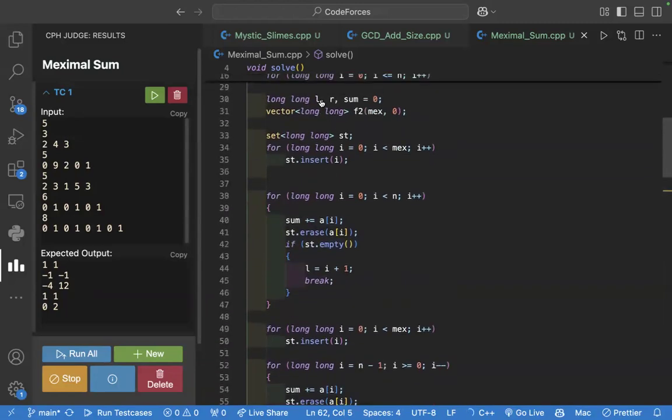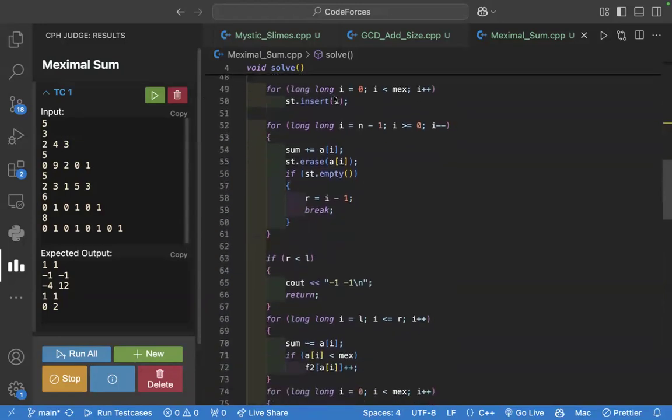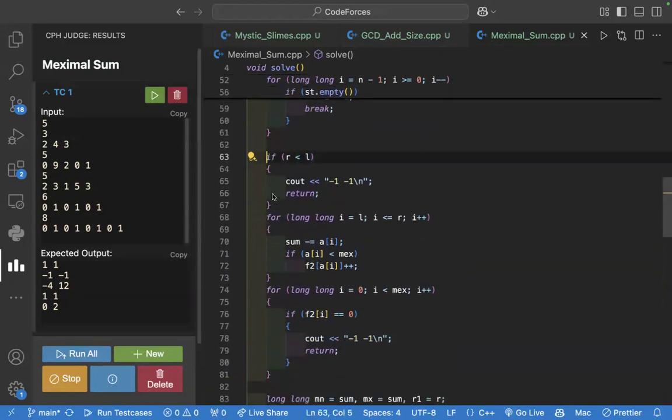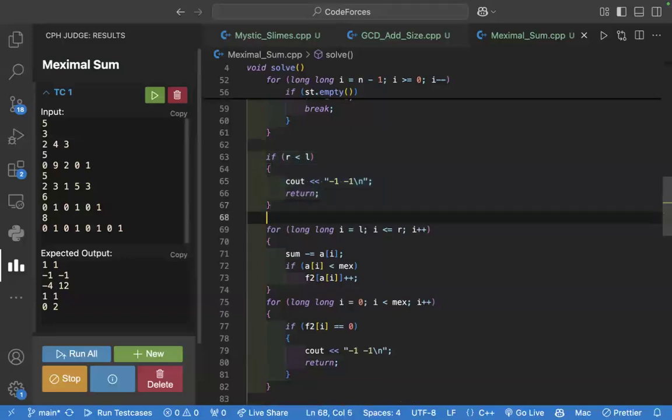Now, when you come out of this for loop, you have an L with you, an R with you, and a sum with you. Now, what's the next check? Next base check: R should not be less than L, right? If R is less than L, that means you have crossed the boundary, which means there is nothing left to keep as a middle portion. If there is nothing left to keep as a middle portion, then this is again a negative one case. This is what we discussed. Clear?